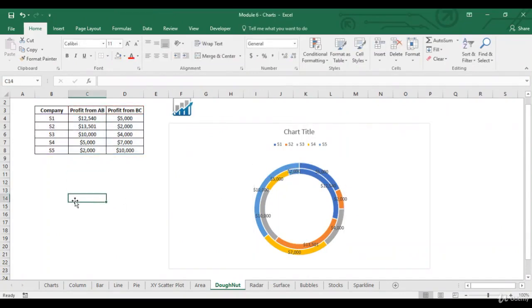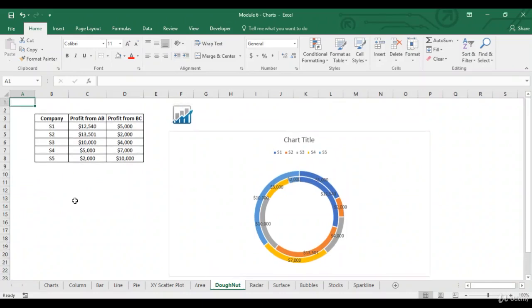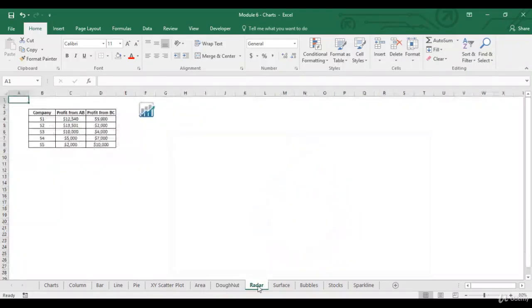So this is just a donut chart. It's not used that often. When you've got multiple series, you can use them, but it just gets a bit messier. Let's look at the next graph, which is the radar.